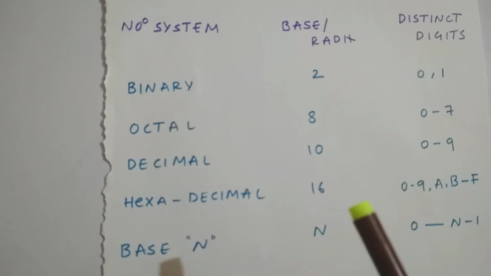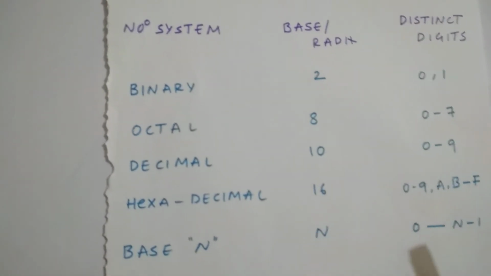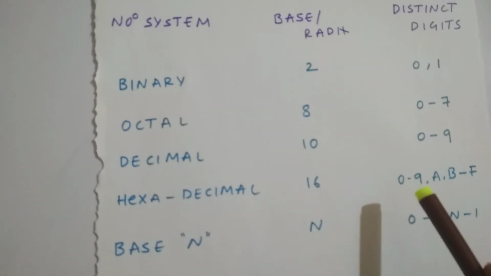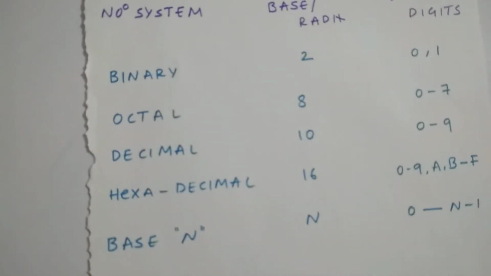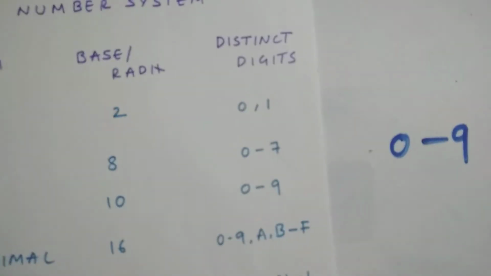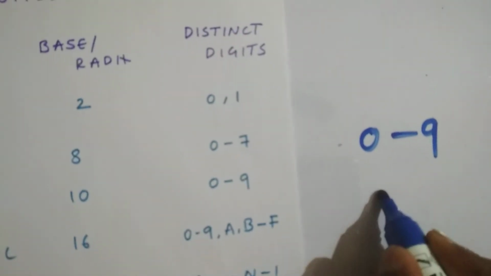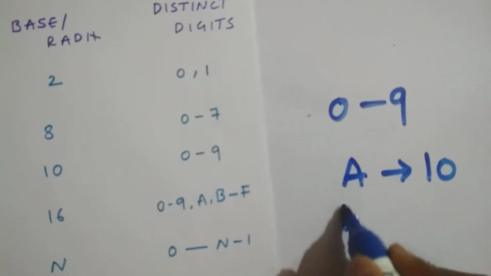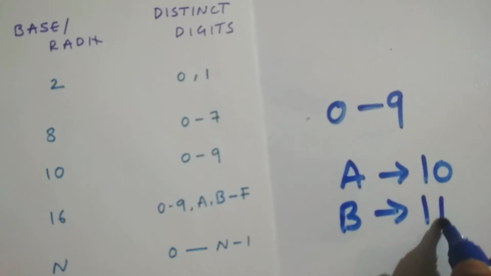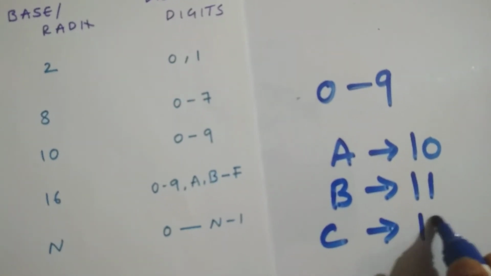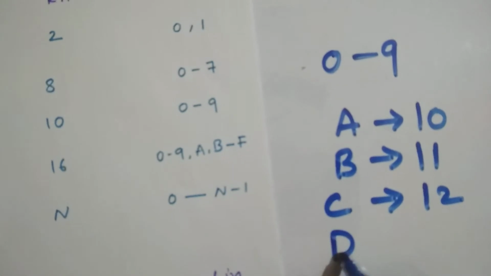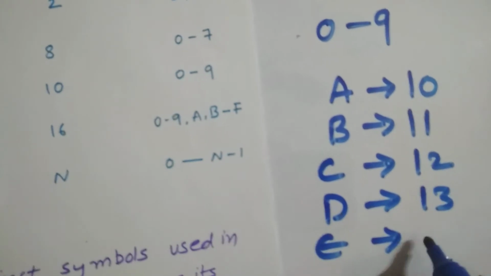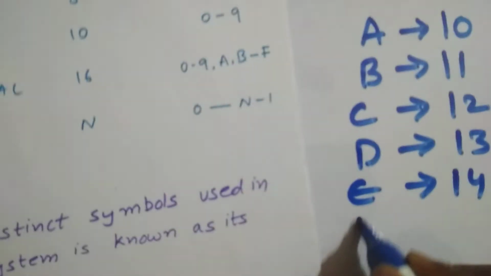In hexadecimal, we have 16 as the base because we have 16 distinct digits. 0 to 9 is common, but after 9 we have a different naming. After 9, 10 is represented as A, 11 is represented as B, 12 is represented as C, 13 is represented as D, 14 is represented as E, and F is represented for 15.